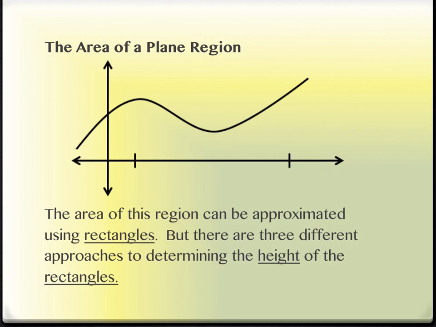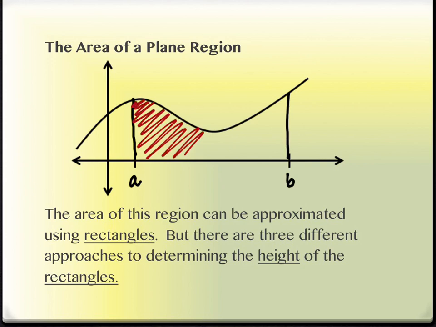So the area of this region can be approximated by using rectangles. And so when I talk about the area of the region, we're going to label this as A and this one as B. And we're talking about trying to find this arbitrary area. Not that the area is arbitrary, but the shape is arbitrary.